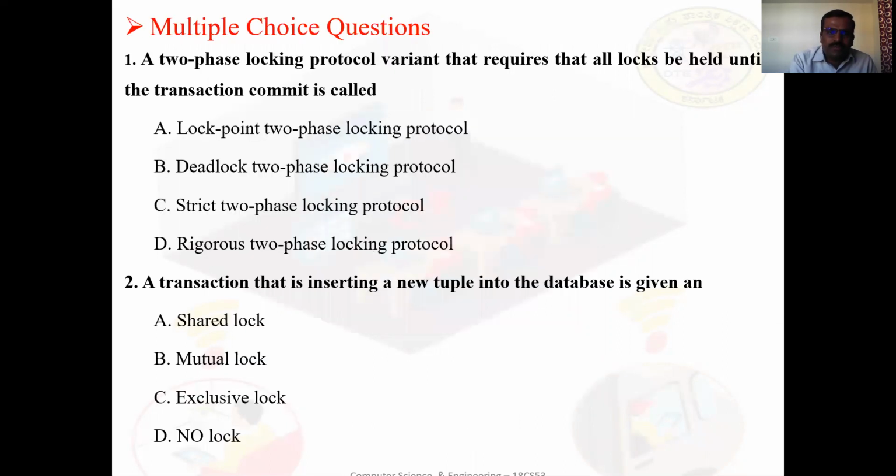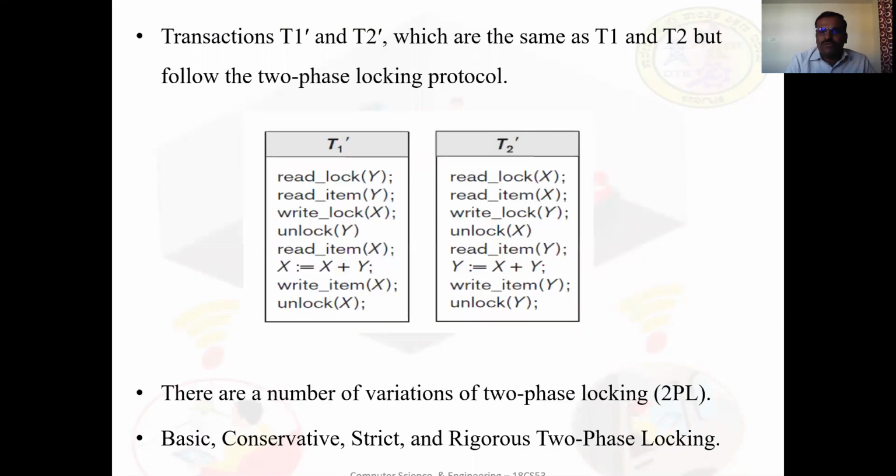There are a number of variations of two-phase locking: basic, conservative, strict, and rigorous two-phase locking. The technique just described is known as basic two-phase locking.